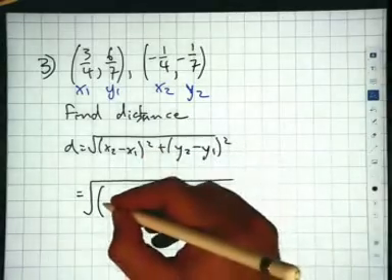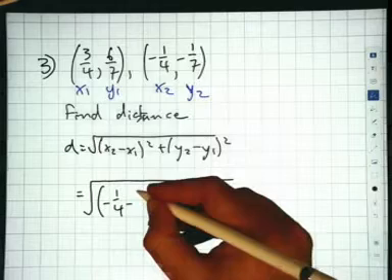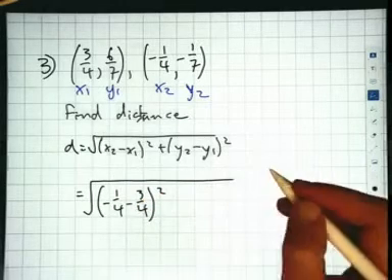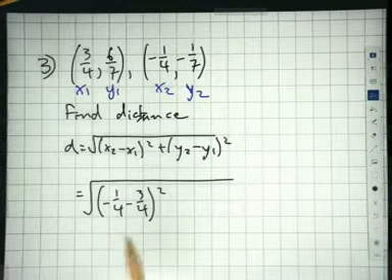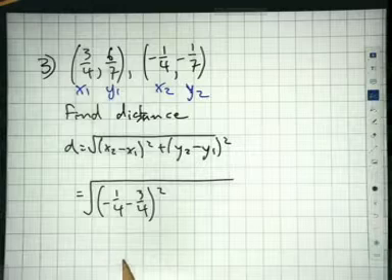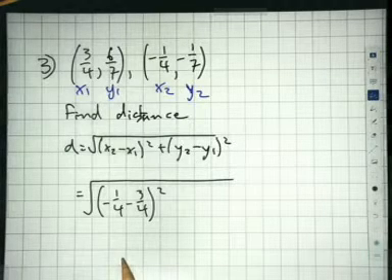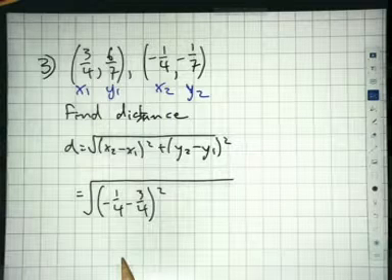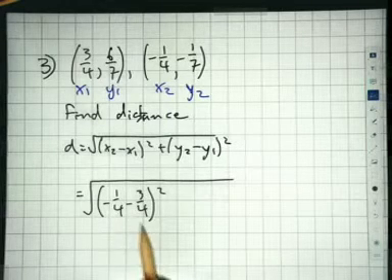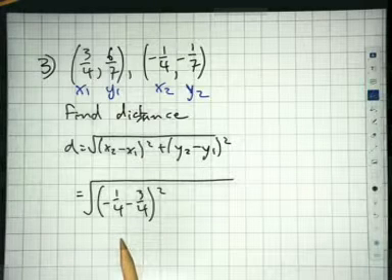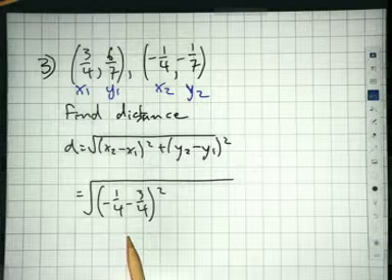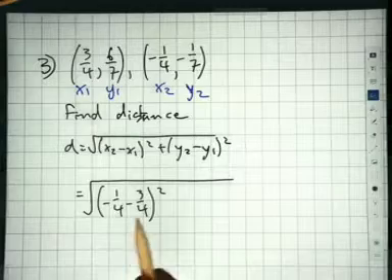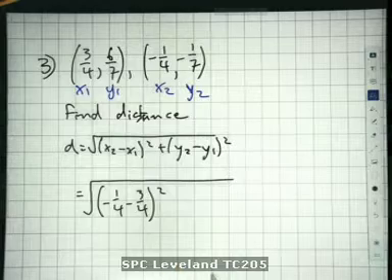x2 minus x1, so negative 1/4 minus 3/4. Now, what do you notice that's nice about this? Why is this going to be easy to do? What makes this easy to do, this operation right here? How do we add fractions together? What must be true for fractions? They have the same denominator. Yes, that's going to make our work really nice.